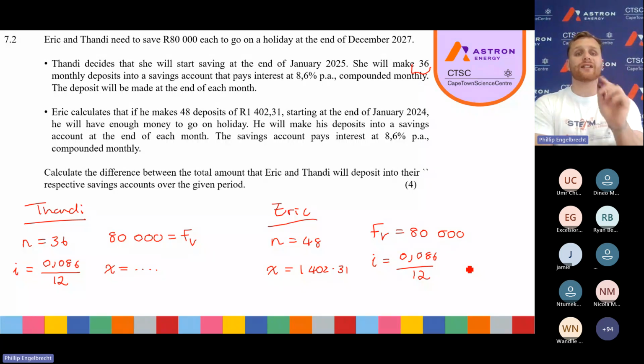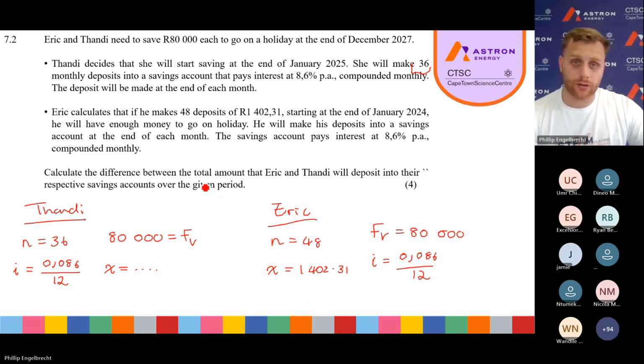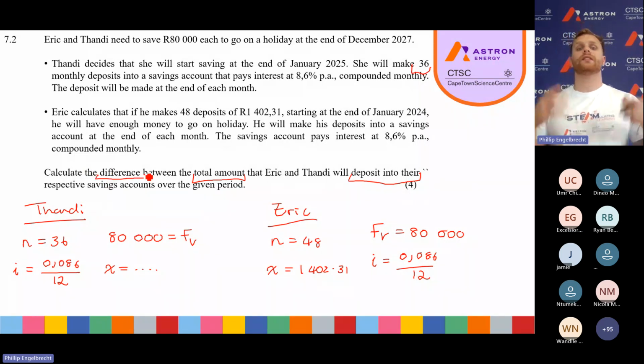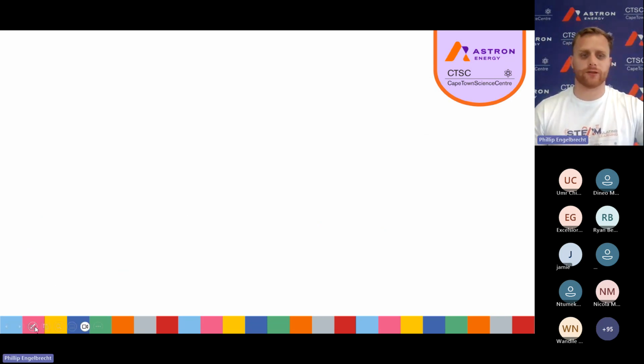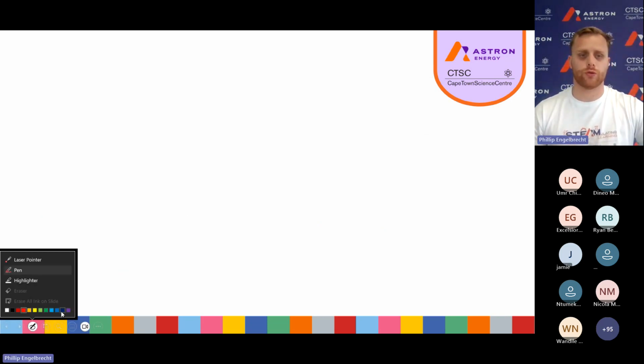Now it says, calculate the difference between the total amount that Eric and Thandi will deposit into their respective savings accounts. So we want to know the difference between the total amount that they are going to pay over this period of time. Okay, guys, I'm going to change colors now, to this one.